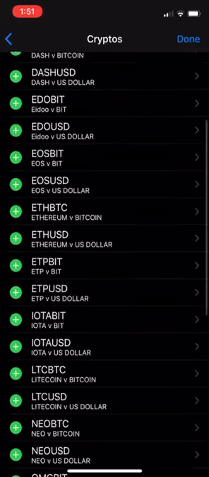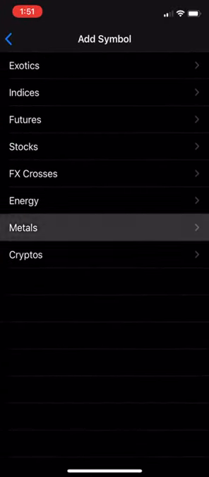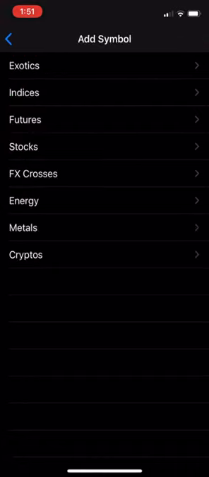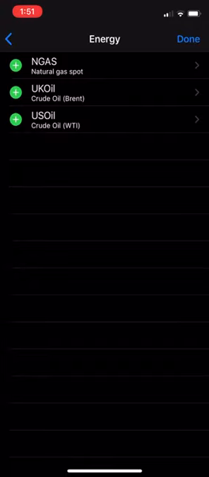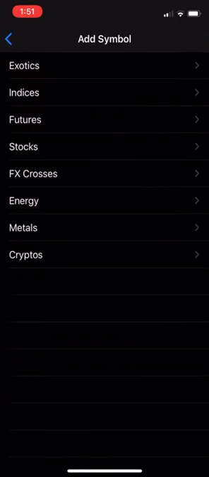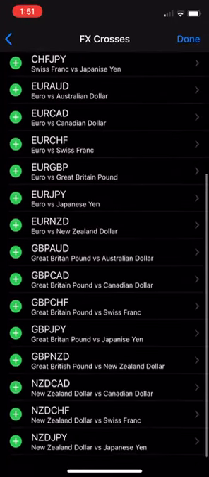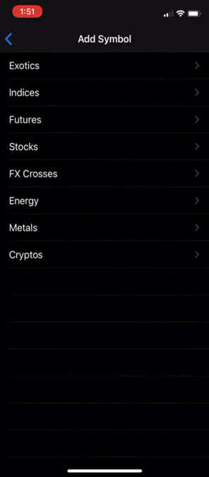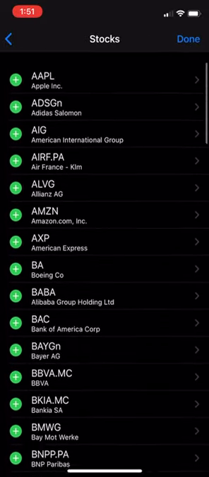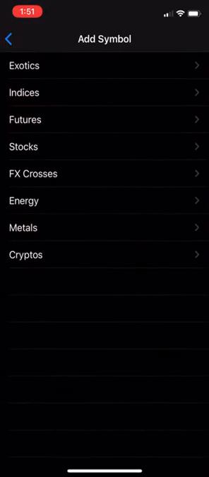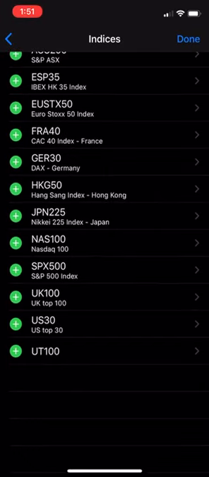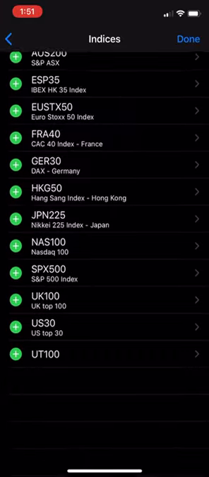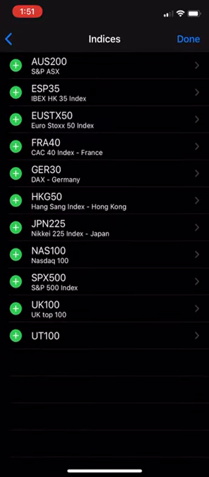We can do that with any of the others too. So we have all the different cryptos. This broker allows us to trade gold and silver. We have oil, natural gas, and then the FX crosses are going to be your minor pairs, so you can always look at those as well. We also have the ability to trade stocks like Apple, Facebook, Tesla. The indices are going to be like your Dow Jones, your S&P, your NASDAQ. You guys always see me trading the US 30. That's one of my favorites.